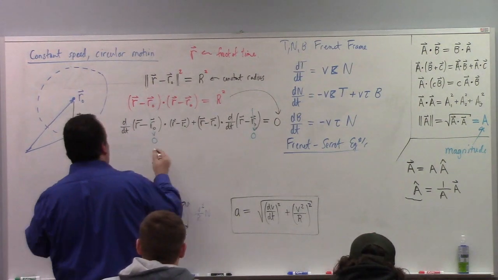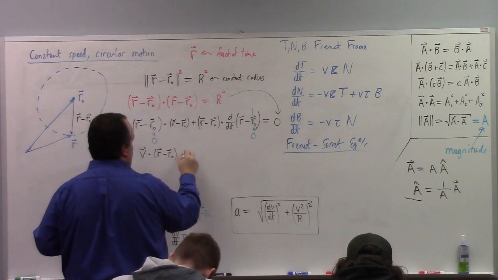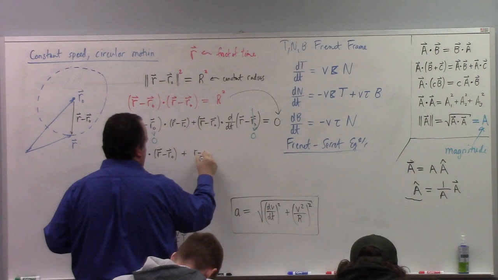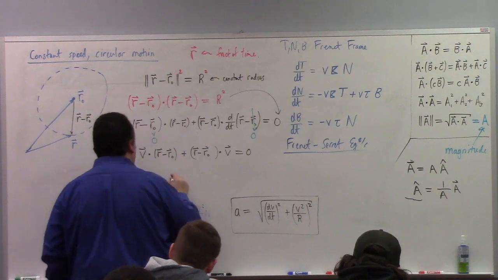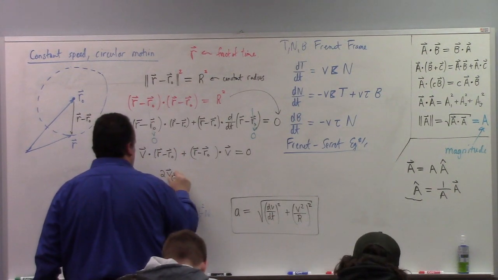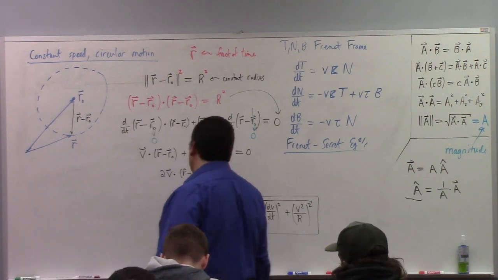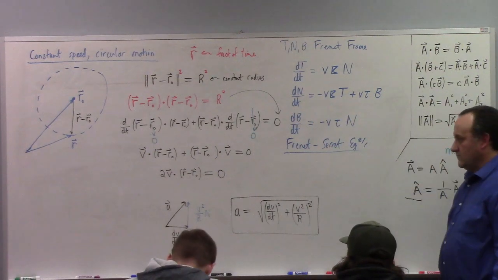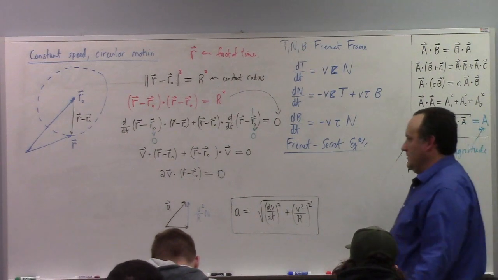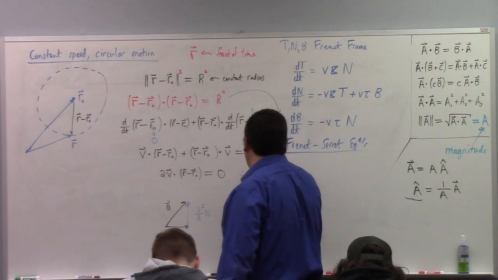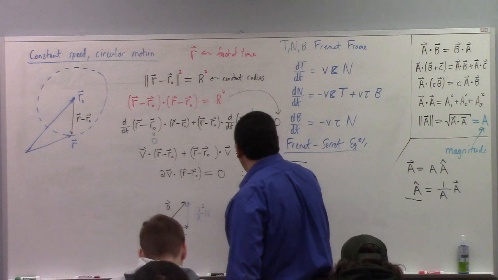This is velocity. So what we have is velocity dot (r minus r naught) plus (r minus r naught) dot velocity is equal to 0. In other words, twice the velocity dotted with (r minus r naught) is equal to 0. Does that make sense? What have we just derived? What's it say? So therefore, the velocity is perpendicular to r minus r naught. Does that make sense to you guys?